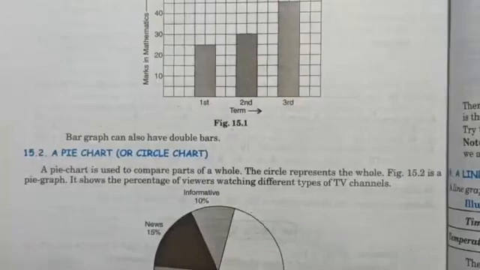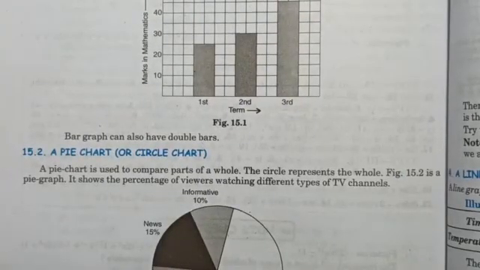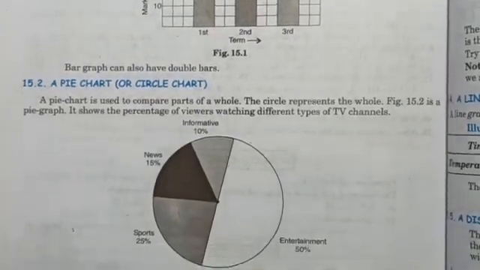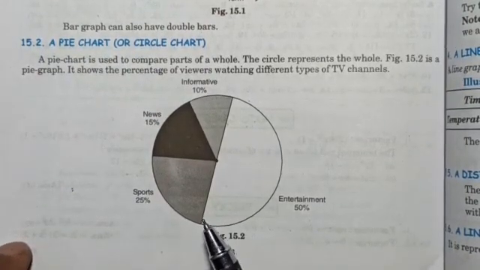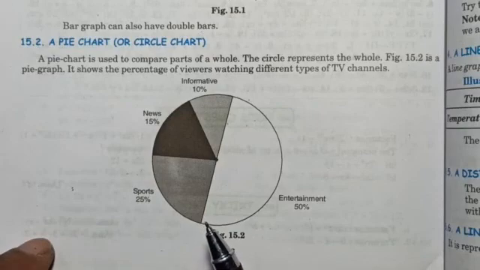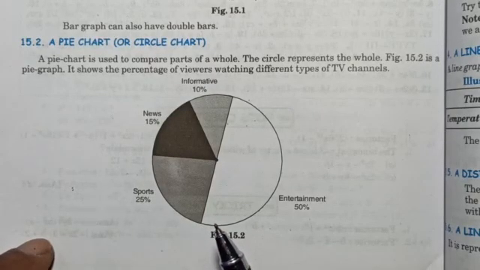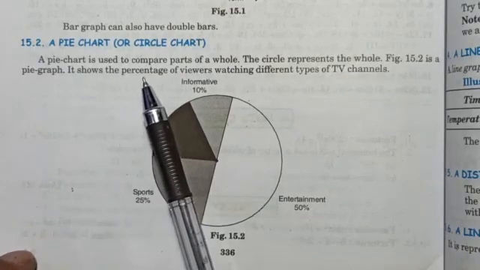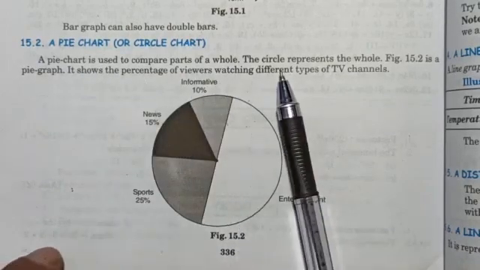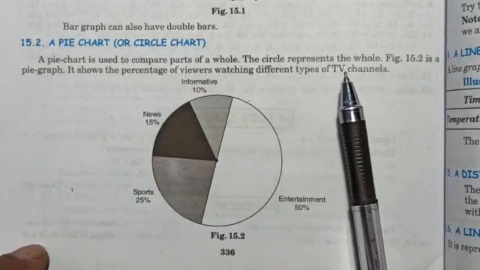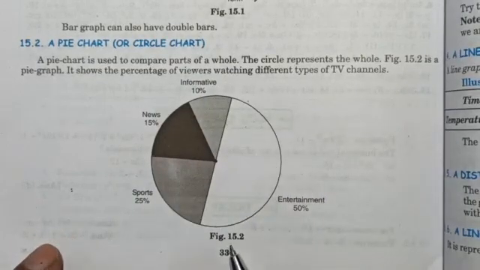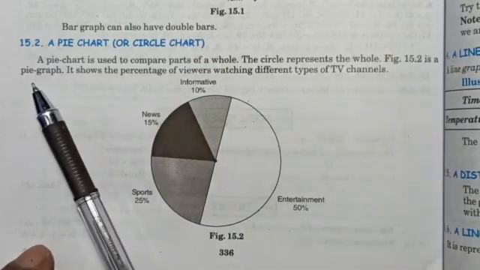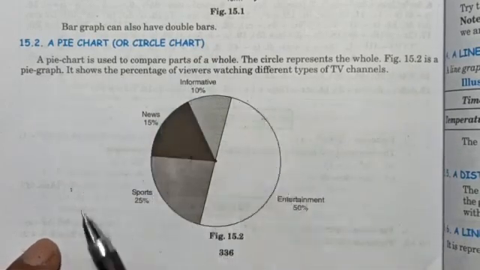Okay. Next is a pie chart or circle graph. This is an example of pie chart or circle graph, circle chart. A pie chart is used to compare parts of a whole. This circle represents the whole. Figure 15.2 is a pie graph.